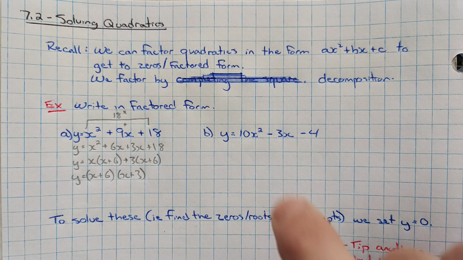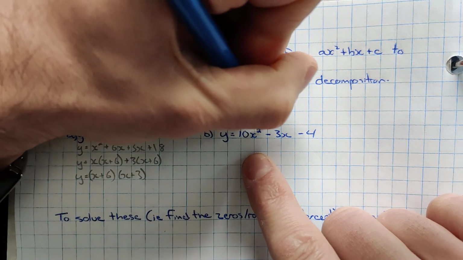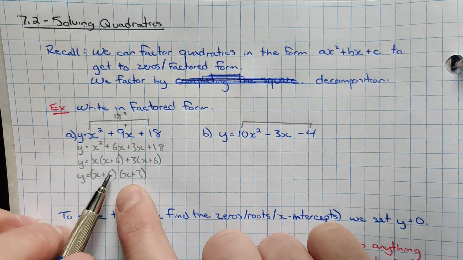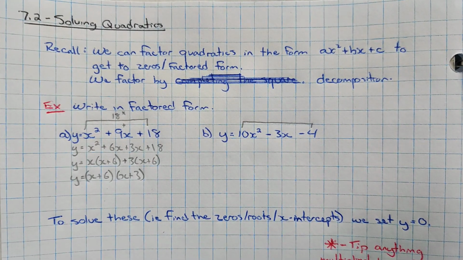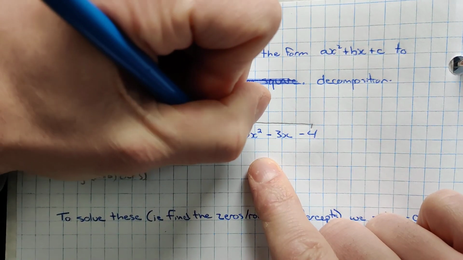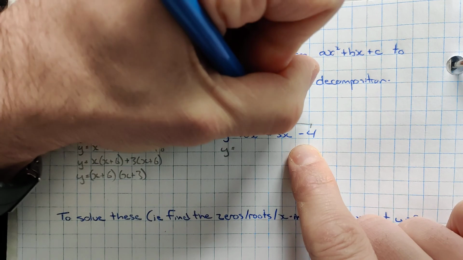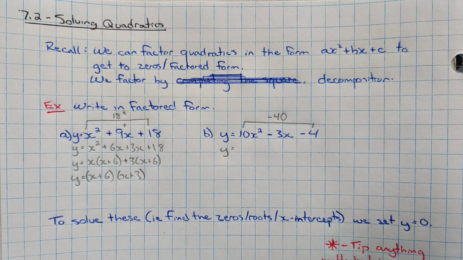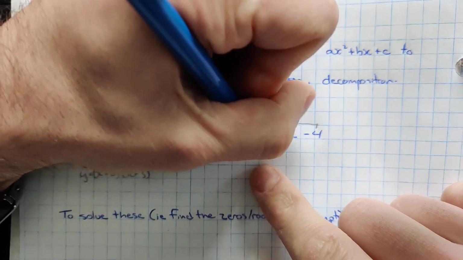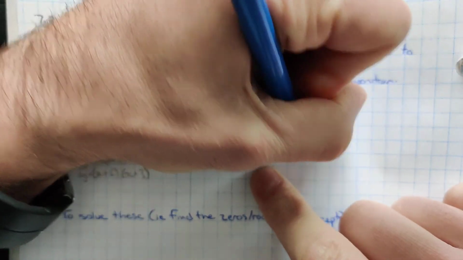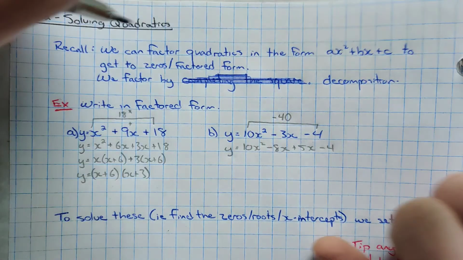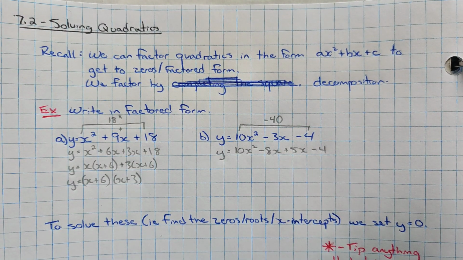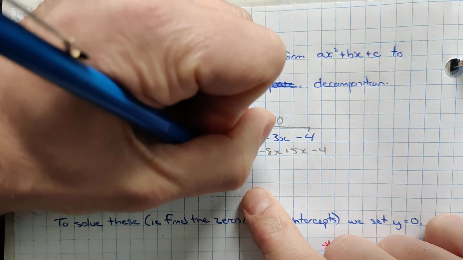Let's do the next one. In this case, we have a term in front, an a value. You could do this one using the shortcut method if you figured it out, but if you haven't, again, decomposition will always work for you. So we're going to multiply our first and last coefficients, so we get negative 40. So we need two numbers that are going to multiply to negative 40, add to negative 3. So we're looking at 5 and 8, specifically negative 8, positive 5. So we have 10x squared minus 8x plus 5x minus 4. Again, you can put those terms in the opposite order. You'll end up with the same result, just in the opposite order.